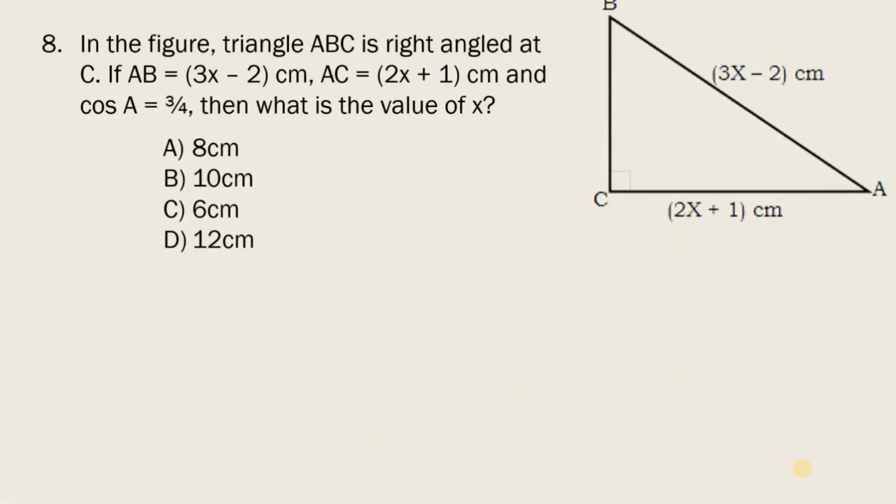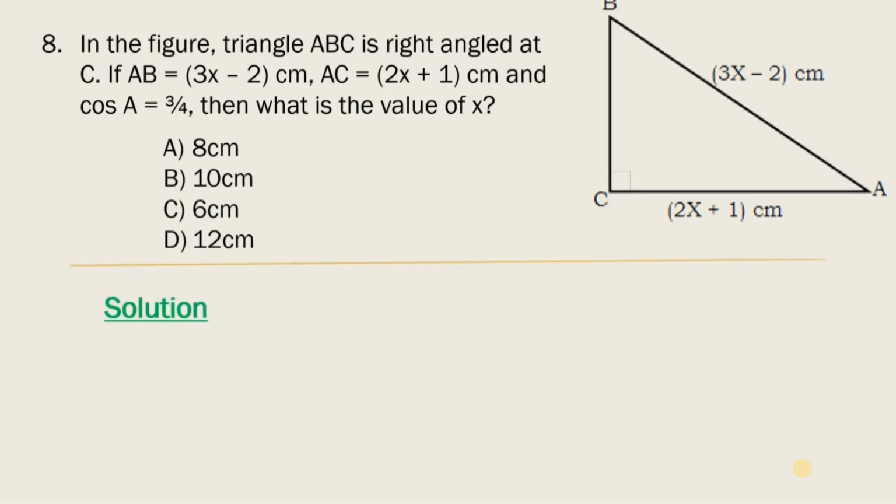Question 8. In the figure, triangle ABC is right-angled at C. If AB equals 3x minus 2, AC equals 2x plus 1, and cos A equals 3/4, then what is the value of x? Pause the video whilst you work it out.